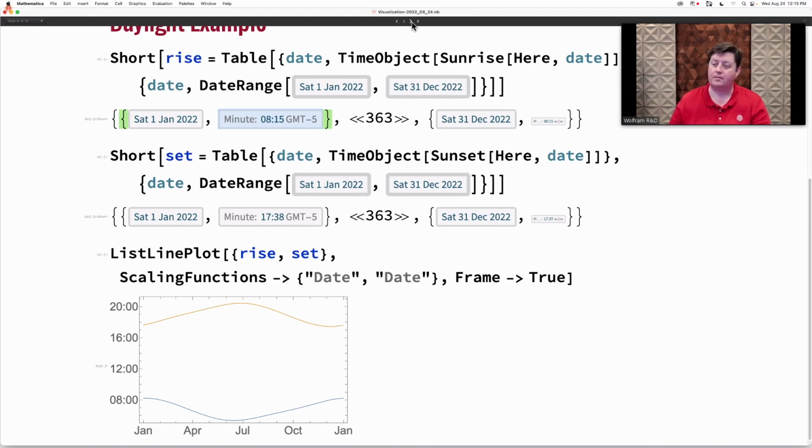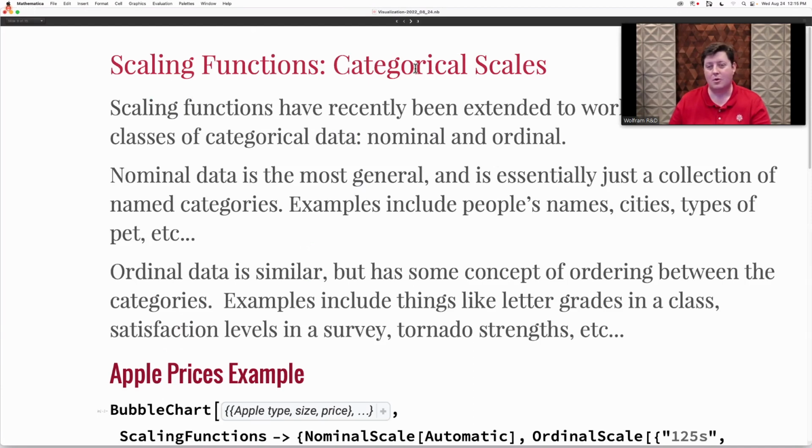And so then we started getting into really interesting uses of scaling function, which is, what if we don't really restrict ourselves to continuous types of data and inputs. And so then we tackled categorical scales. And we have two types of categorical scales that we've added to the system, nominal scales and ordinal scales.